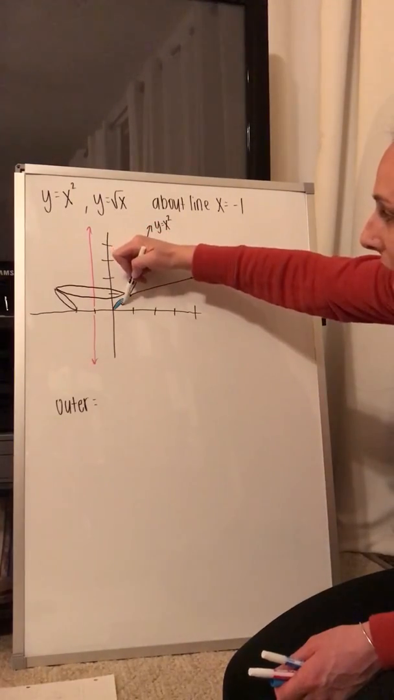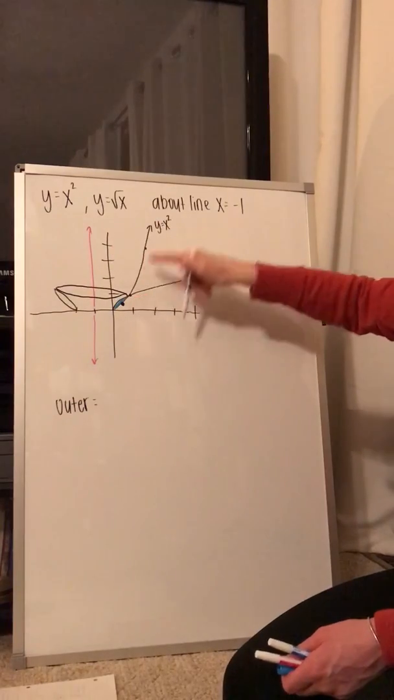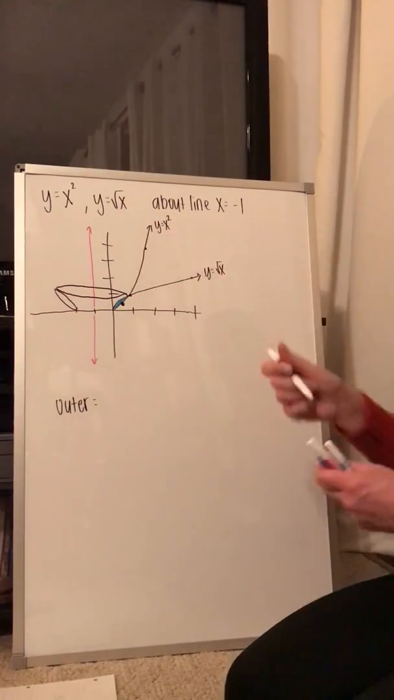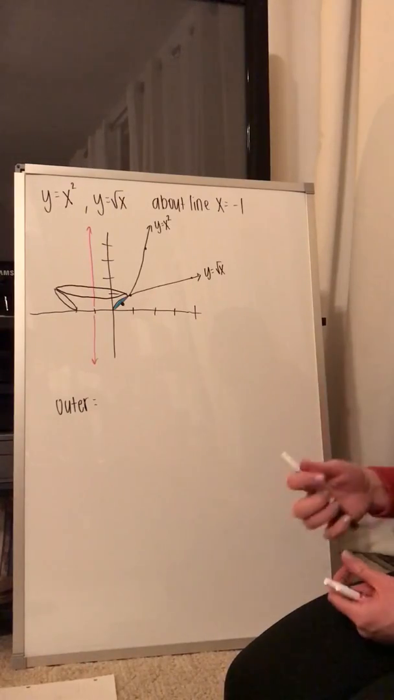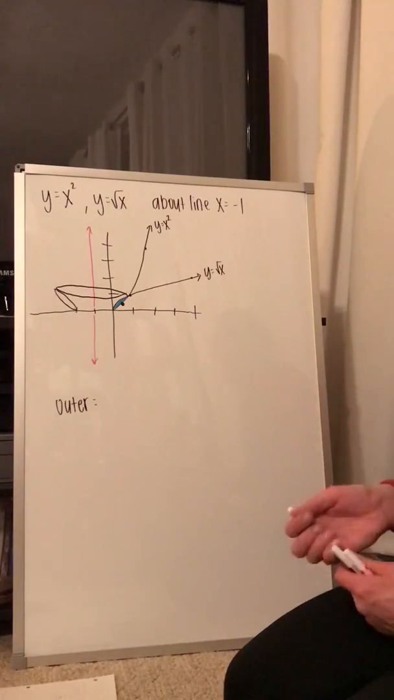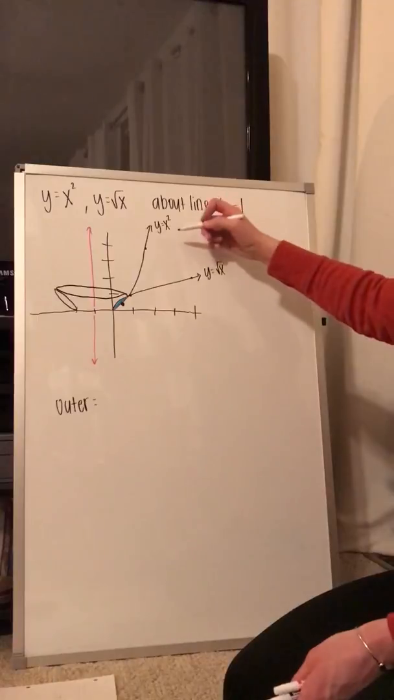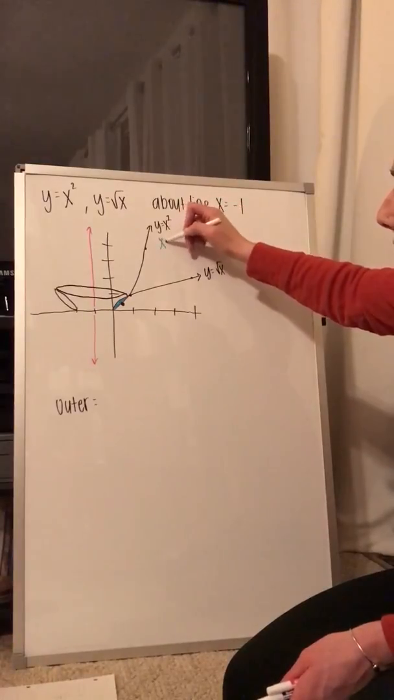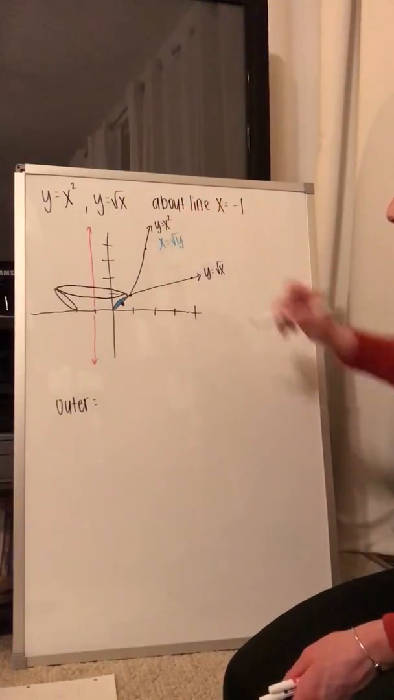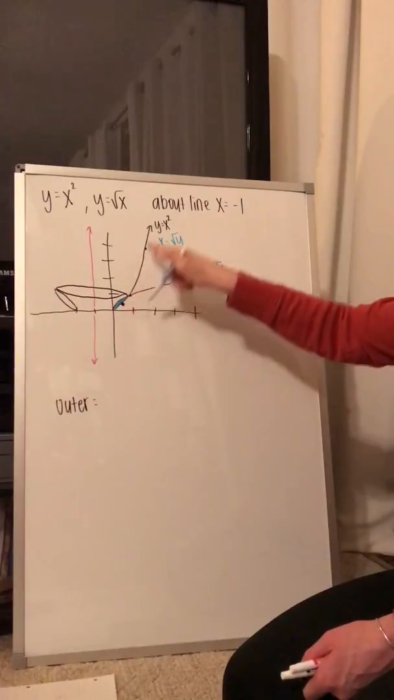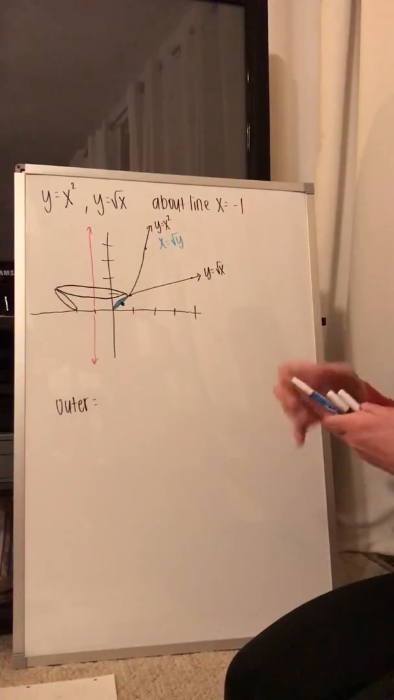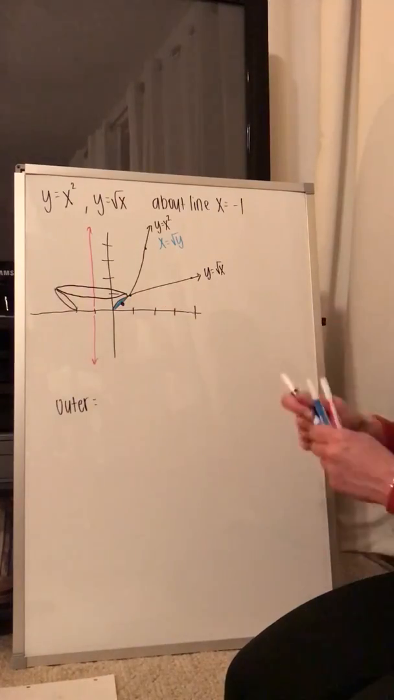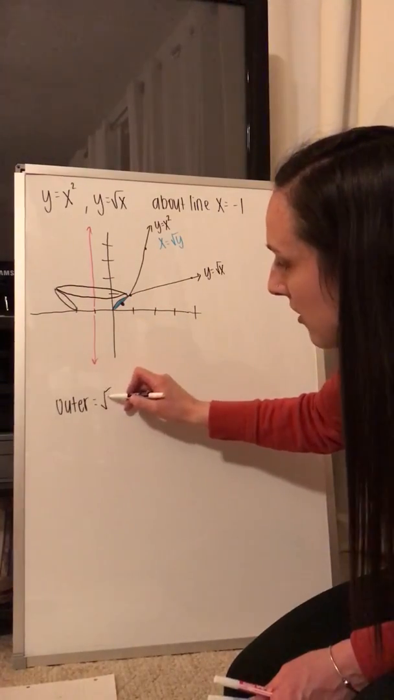So my outer function is y is equal to x squared. But again, when I take that and put it into my integral, I need to make sure that's in terms of y, because we want to integrate with respect to y. So if I solve this out, that's going to tell me x is equal to the square root of y. So my outer function is y is equal to x squared, but when I manipulate it, it's going to be the square root of y.